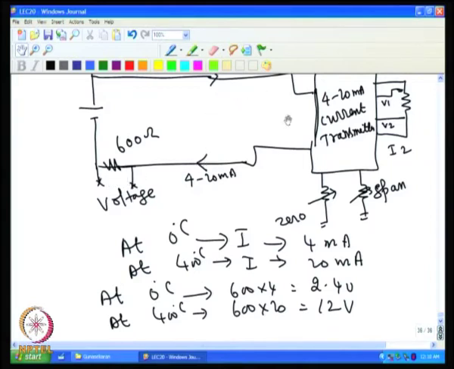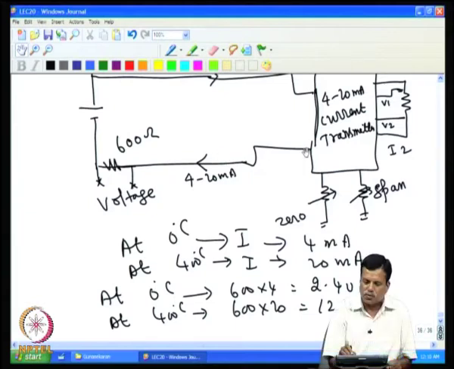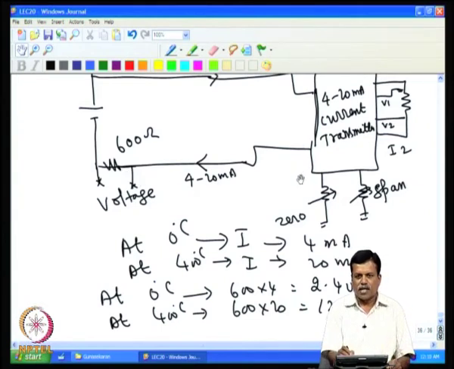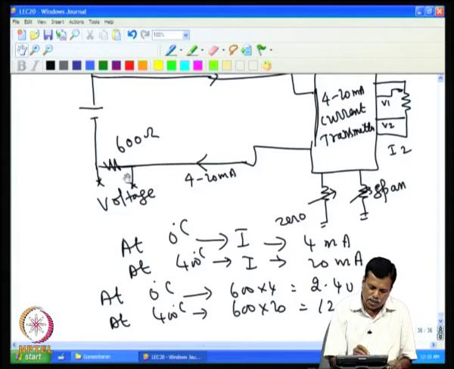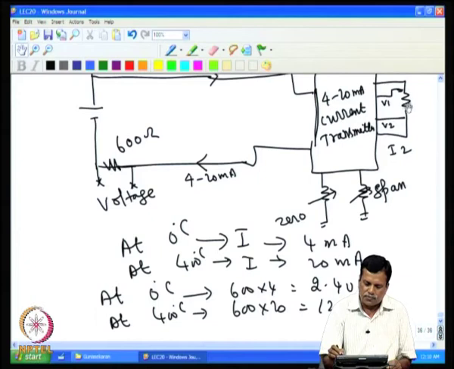These lines can be a few kilometers, that is what happens in the industry. In a process control industry this will be in the field and this will be in the control room, and the distance invariably goes to a few kilometers, and you see that the temperature is correctly reproduced, the voltage here correctly gives you the temperature indication of the object which is attached to this.